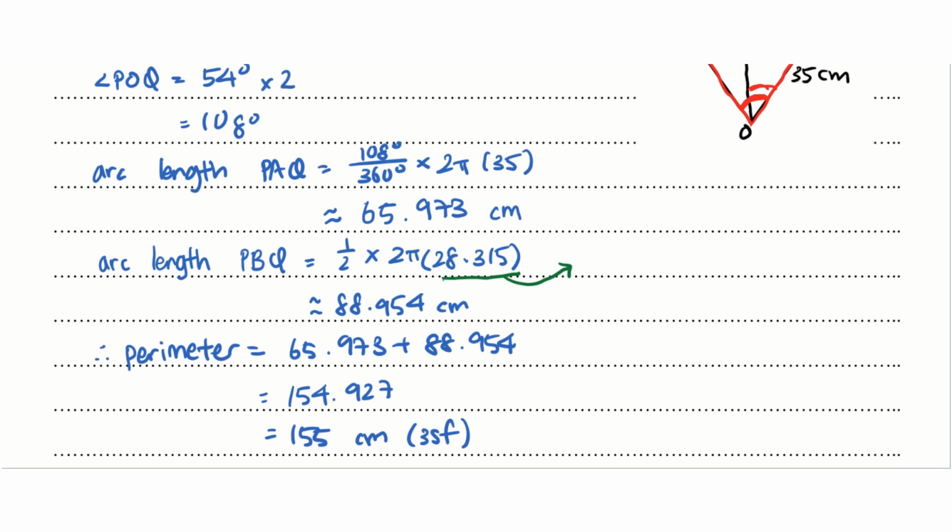Following from there, we add up the two different arc lengths and get the final answer to be 155 cm in 3SF.